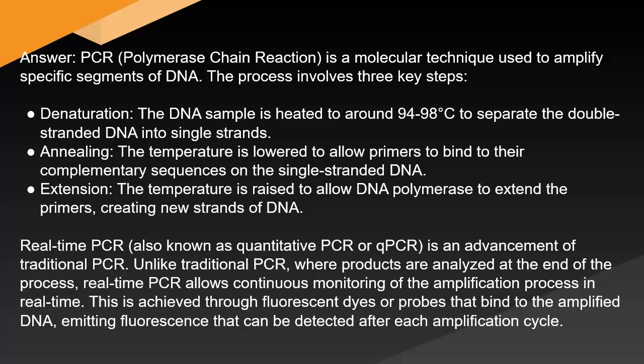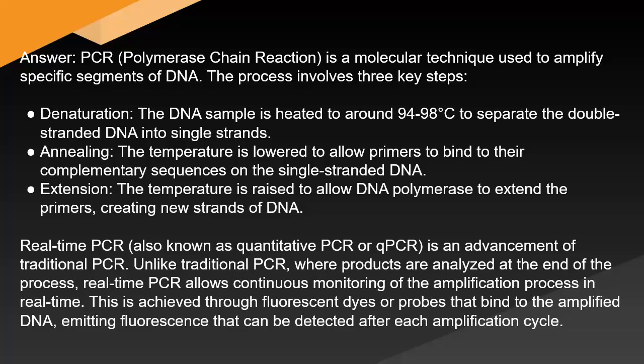The process involves three key steps. Denaturation. The DNA sample is heated to around 94-98°C to separate the double-stranded DNA into single strands. Annealing. The temperature is lowered to allow primers to bind to their complementary sequences on the single-stranded DNA. Extension. The temperature is raised to allow DNA polymerase to extend the primers, creating new strands of DNA.